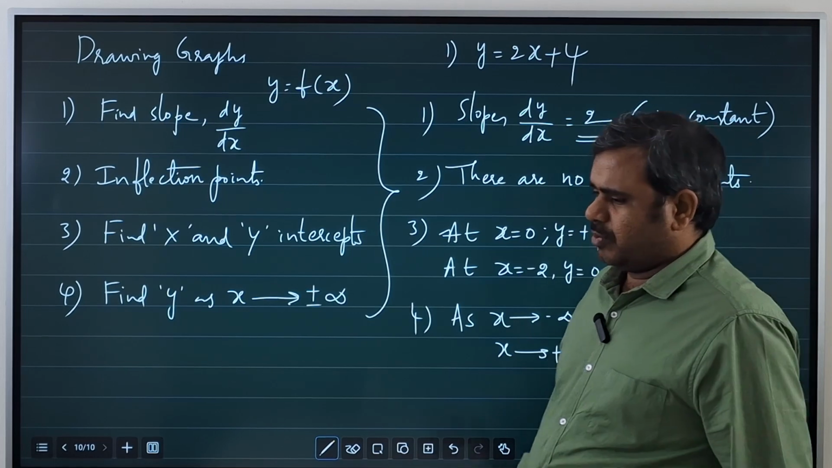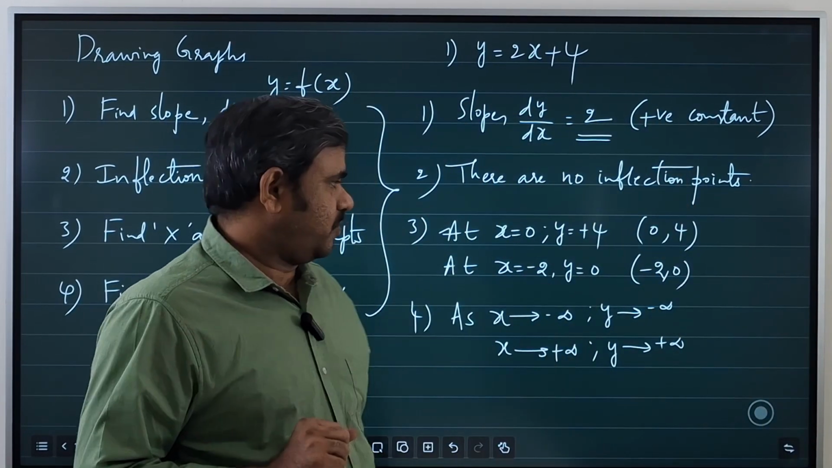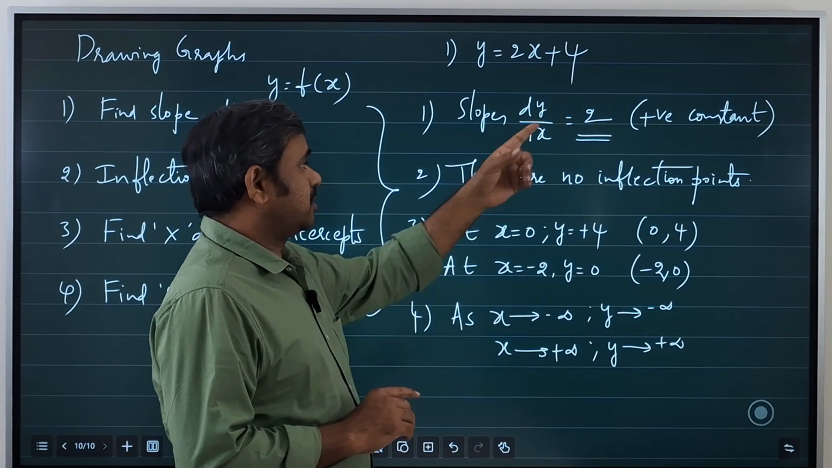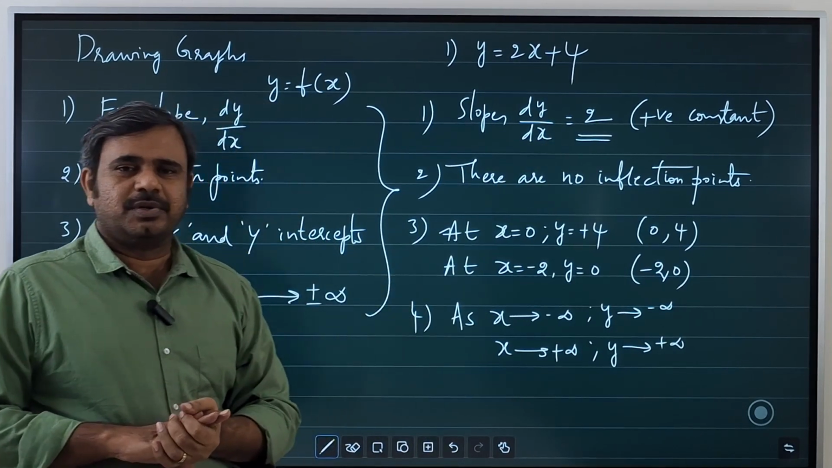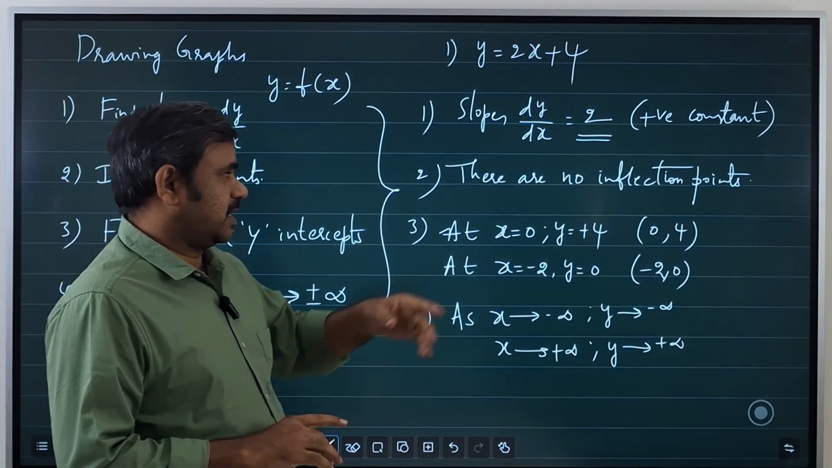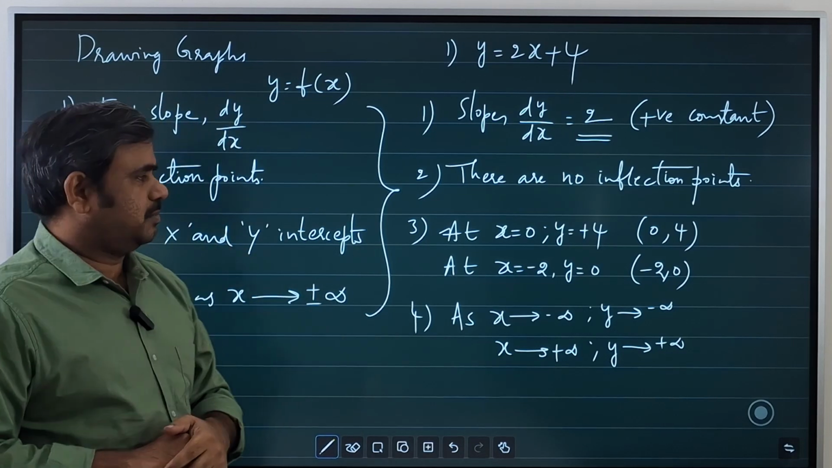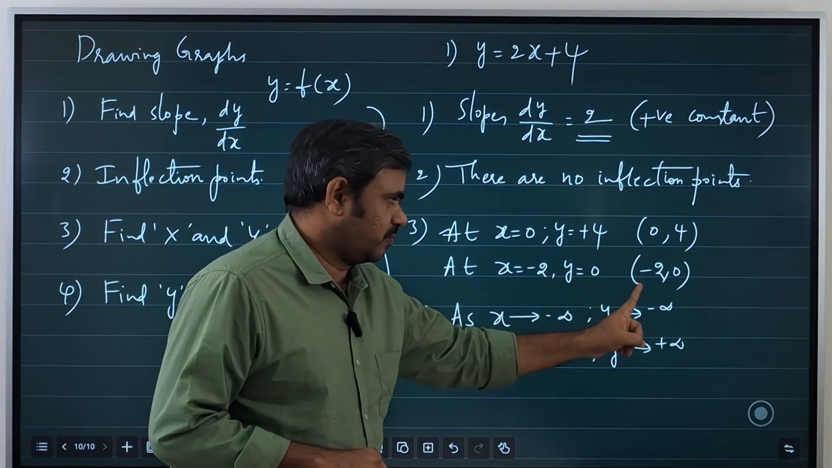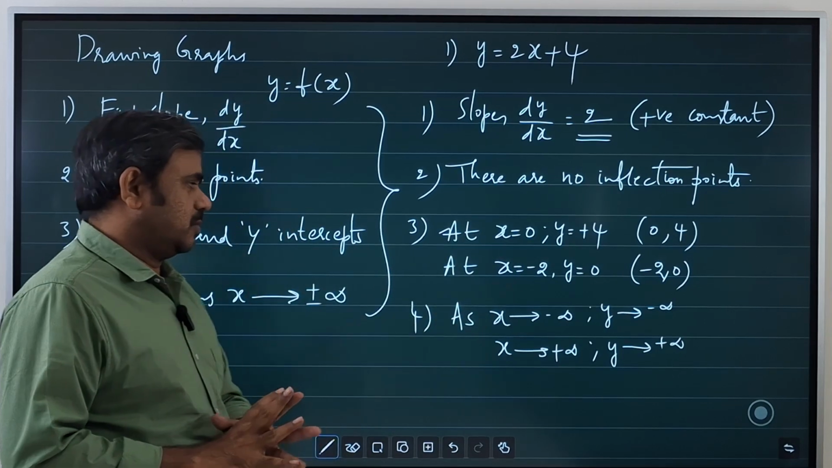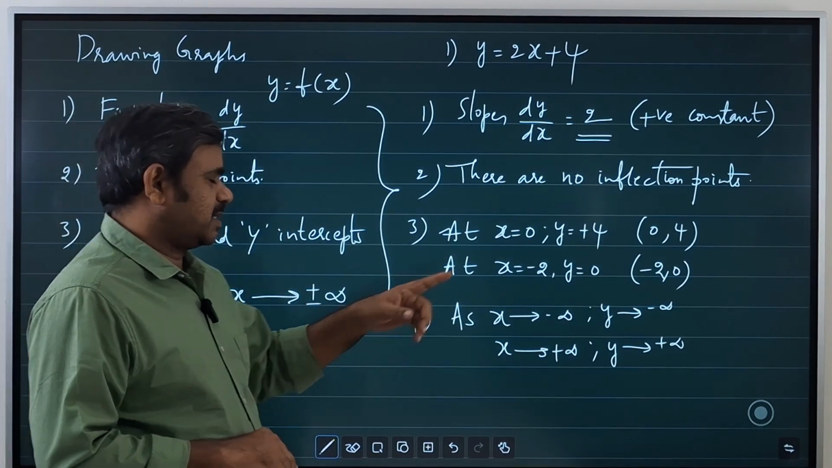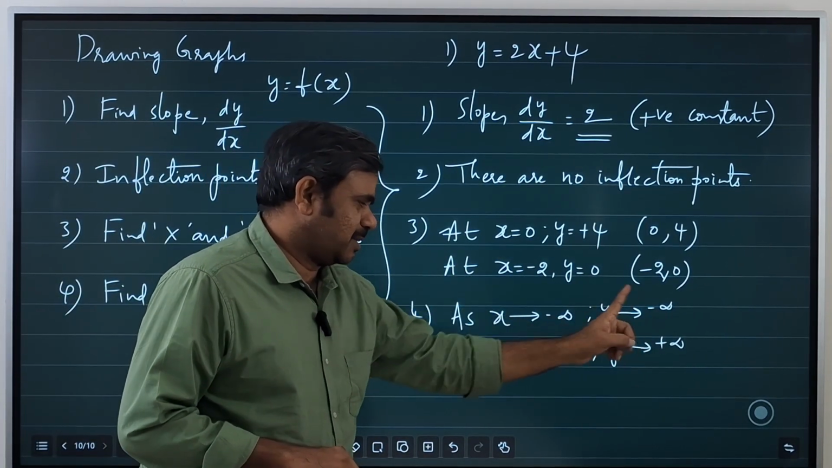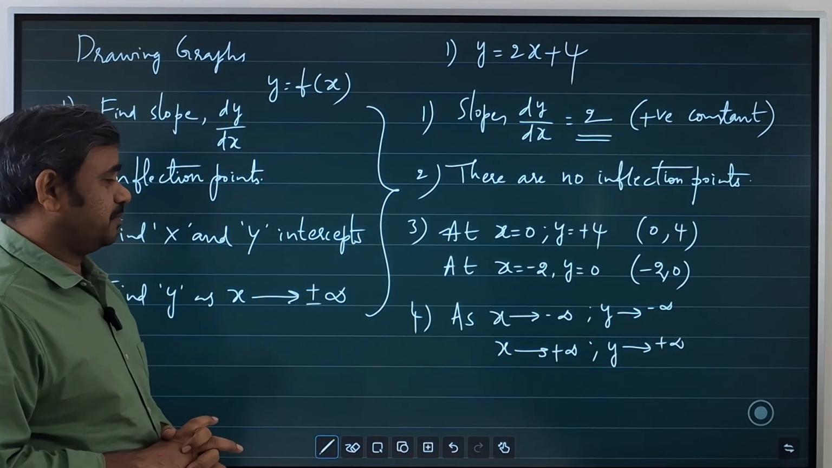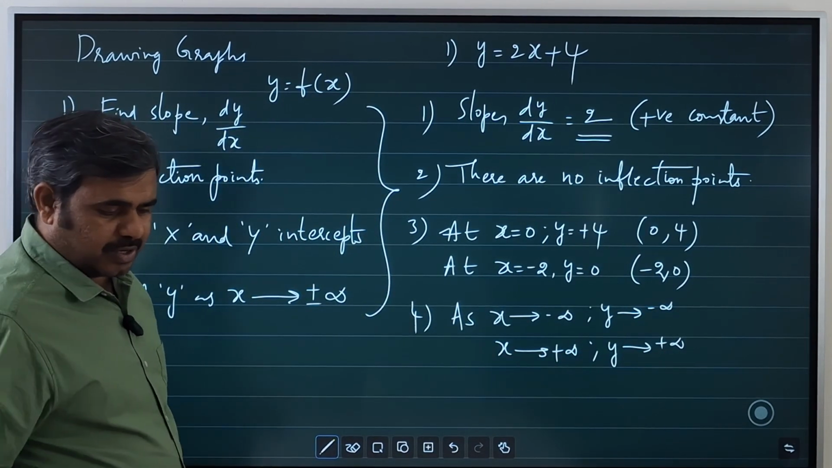So what information do we have? The graph is a straight line. How do we know the graph is a straight line? Slope is a constant. Y increases as x increases at a constant rate. And this straight line passes through these 2 points, (0, 4) and (minus 2, 0). This straight line extends from minus infinity to plus infinity. Okay, now let us draw the graph.